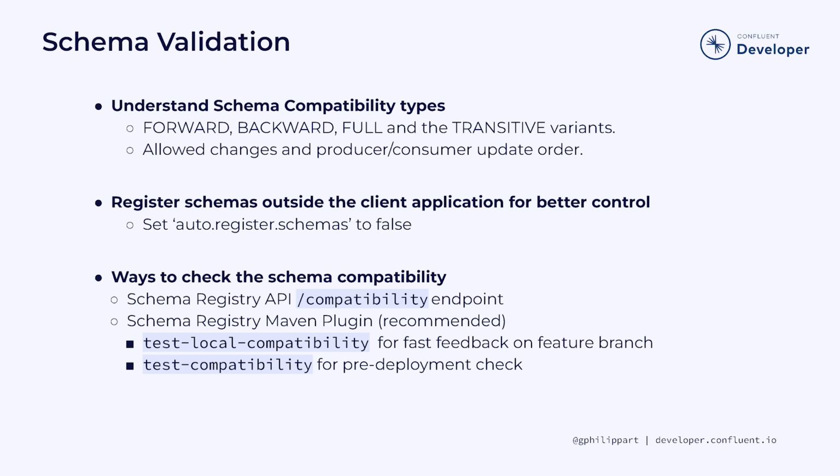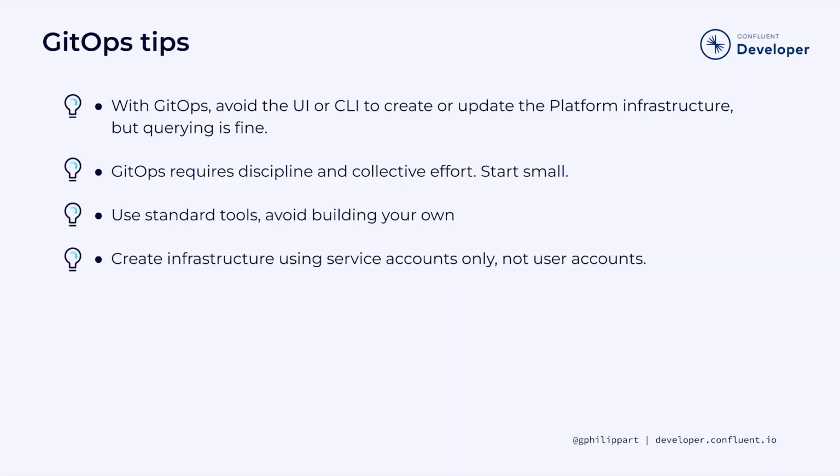Now, when the time comes to deploy your application, you just need to run the test compatibility goal prior to that. This will call the environment schema registry API to verify that your schema updates didn't introduce a breaking change. Let's finish this module by having a look at a few more GitOps tips.